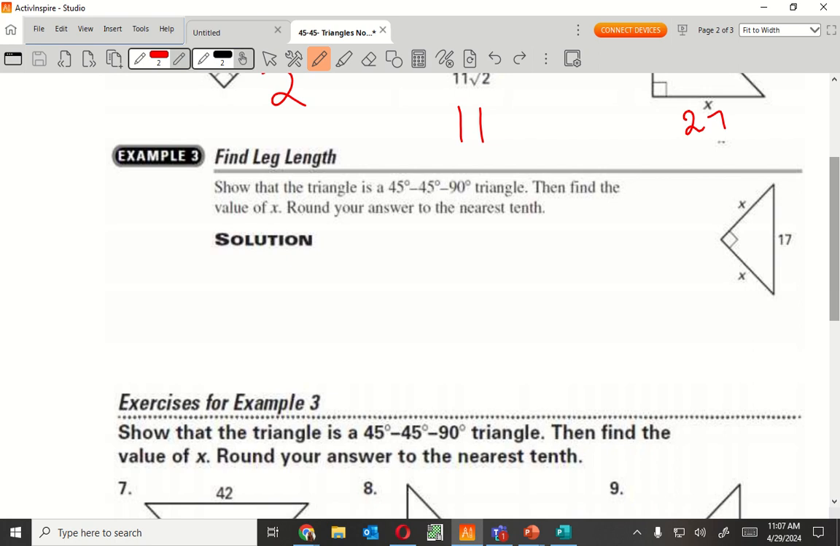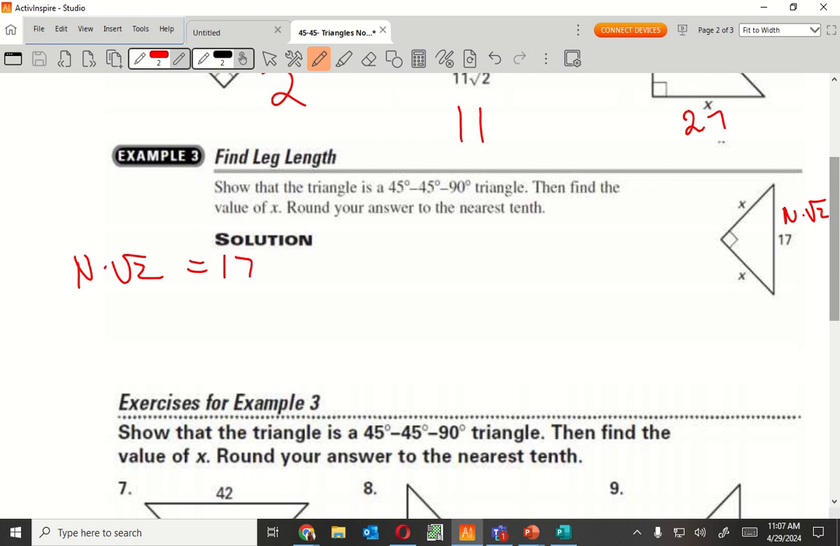Show that this triangle is a 45, 45, 90 triangle. Find the value of x. So now, this time, this is going to be n times square root of 2. Now, I'll show you the math on this one. So if it's n times square root of 2, and I have it equals 17.